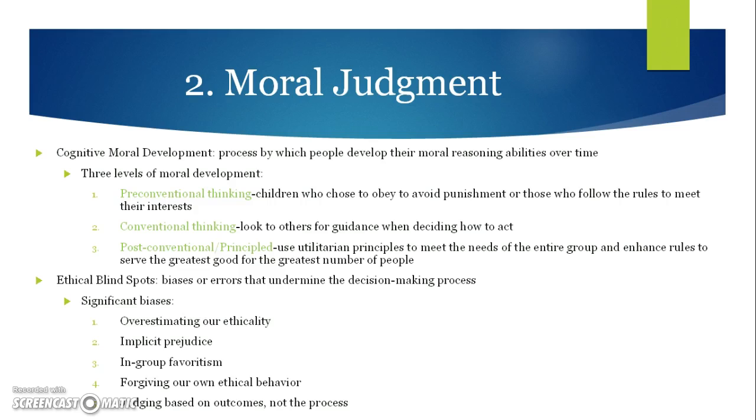Ethical blind spots are biases or errors that undermine the decision-making process. Significant biases include overestimating our ethicality, implicit prejudice, in-group favoritism, forgiving our own ethical behavior, and judging based on outcomes, not the process.